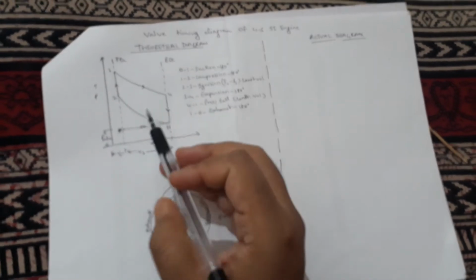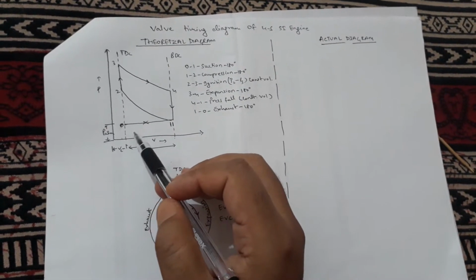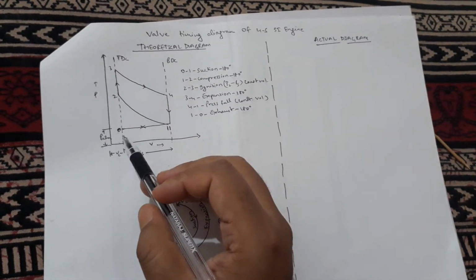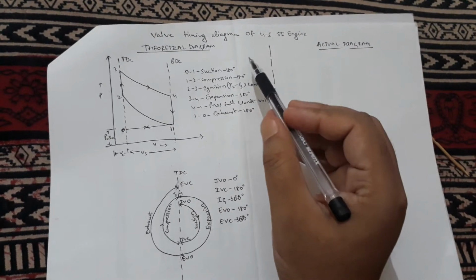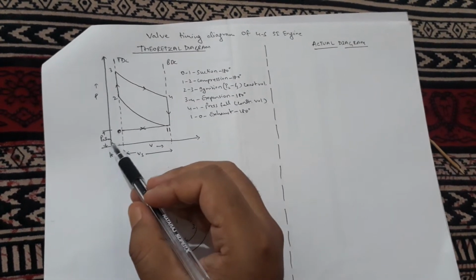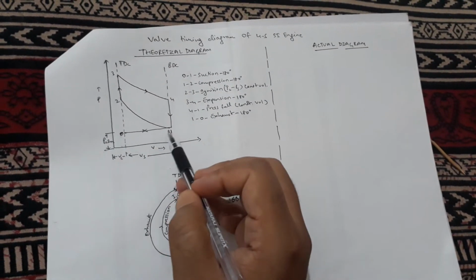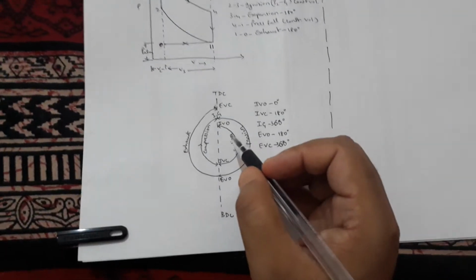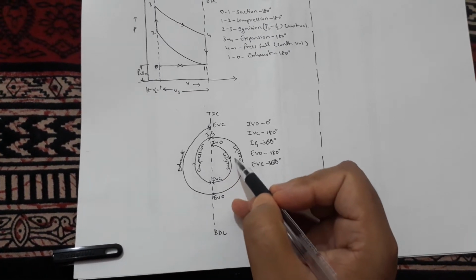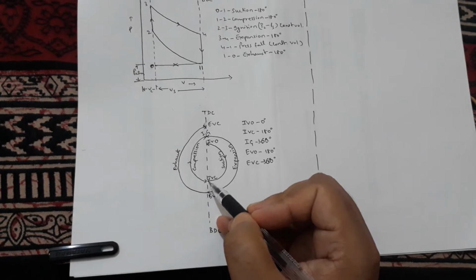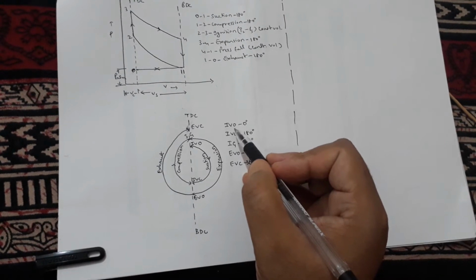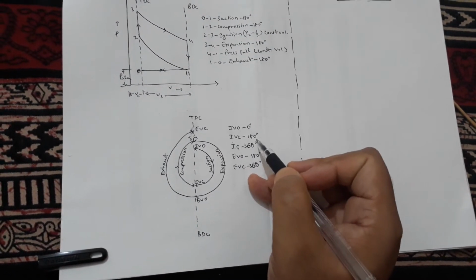First of all, the whole cycle consists of 4 strokes: suction, compression, expansion, and exhaust. Now, as per the theoretical assumptions, the suction takes place from 0 to 1 at atmospheric pressure. The piston moves from TDC to BDC. As you can see in the diagram, the inlet valve opens, the piston will move from TDC to BDC and the inlet valve will close, and it will move from IVO, that is inlet valve open 0 degree, to inlet valve close 180 degree.